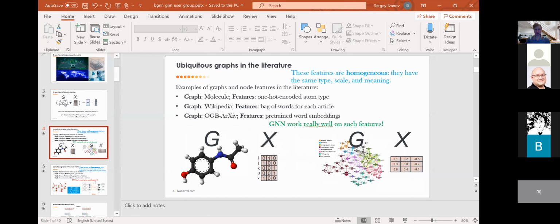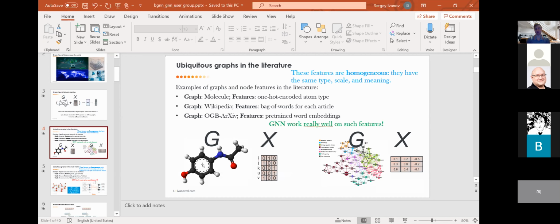So the edges, I give here just examples of the graphs. So it depends on the particular data set. For molecules, we have edges between atoms, and these edges have also a type, and sometimes additional features. But it would depend on a particular data set.